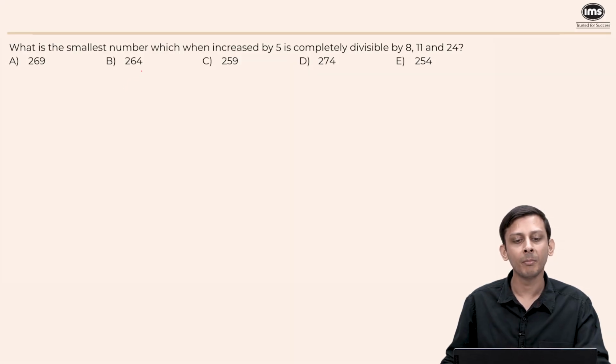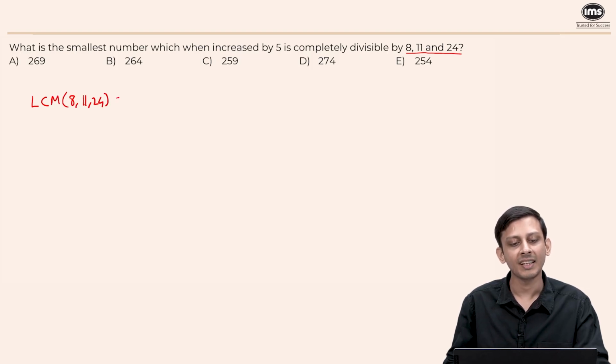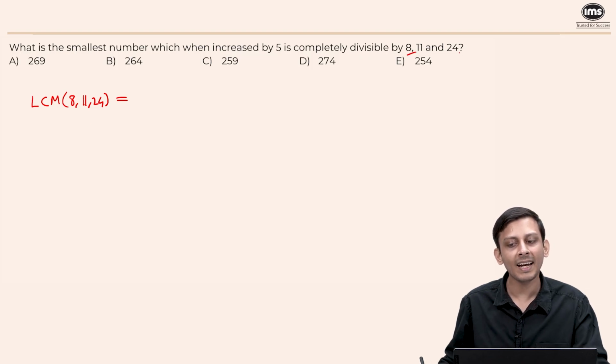What is the smallest number which when increased by 5 is completely divisible by 8, 11 and 24? So first of all, let us find the smallest number which is completely divisible by 8, 11 and 24. Smallest number which is a multiple of all three. So of course that will be the LCM, which is the least common multiple. Now to find the LCM of this, instead of doing it very technically, we can think that for 8 and 24, the LCM will be 24.